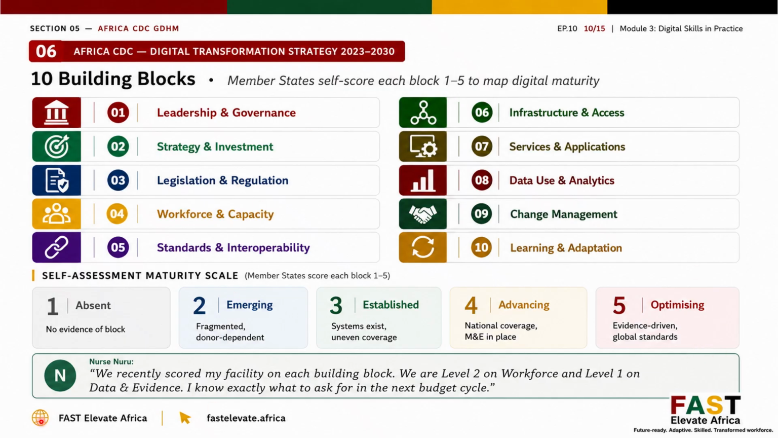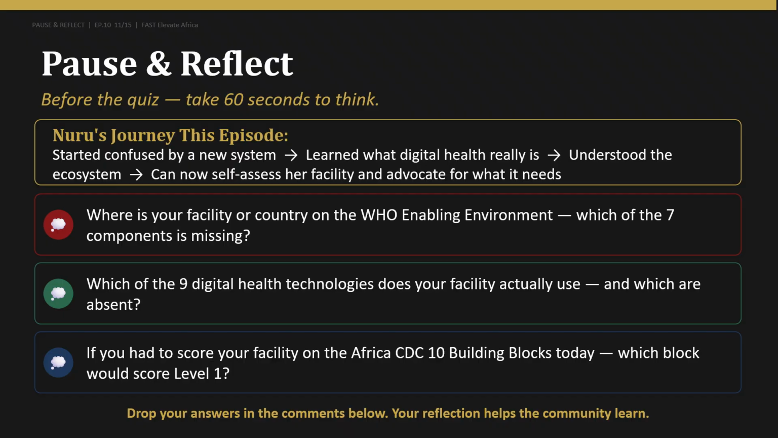Nurse Nuru mentioned that they recently scored their facility on each building block. We are at level 2 on workforce and level 1 on data and evidence. Most countries are still building their digital health capabilities. The most important thing is continuous improvement. Every step forward strengthens the health system. Before the quiz, take 60 seconds to pause and reflect.